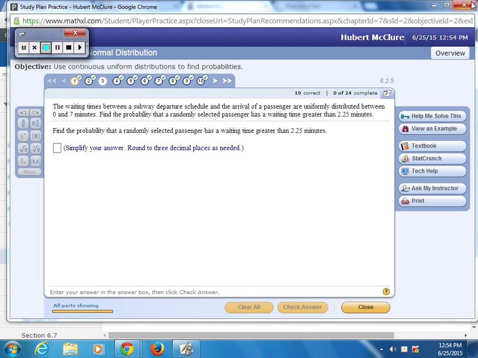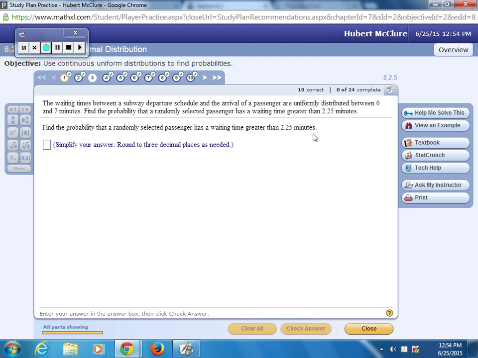All right. Go ahead and write that one down. The waiting times between subway departure schedule and the arrival of a passenger are uniformly distributed between 0 and 7 minutes. Find the probability that you're going to wait more than 2.25 minutes.